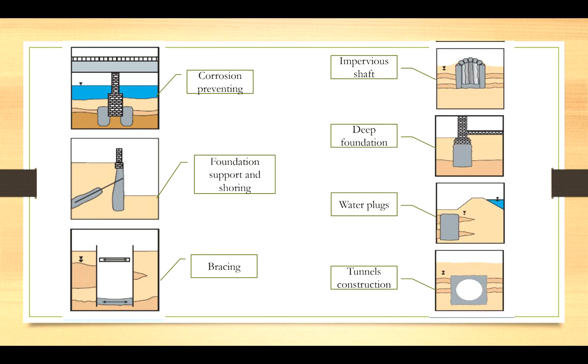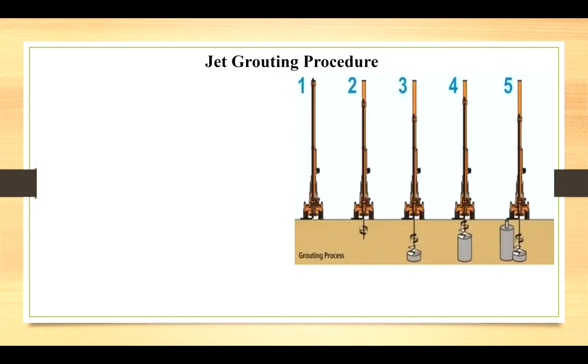This slide presents that jet grouting can be used in different applications, for example corrosion prevention, foundation support, bracing, impervious shaft, deep foundation, water plugs, and tunnel construction. The procedure of jet grouting column consists of a total of 5 steps.